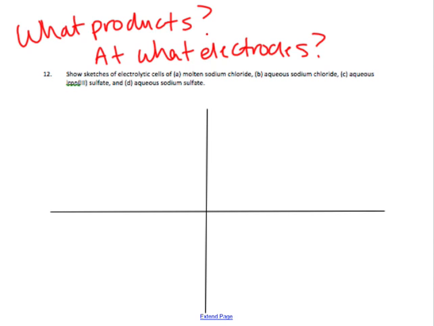So in the first sketch, and again, I need you to see the difference between what A and B is asking. In A, we're electrolyzing molten sodium chloride, and in B, we're electrolyzing aqueous sodium chloride. What is the difference between those two things? Aqueous is with water. What's molten? It's liquid. It's been melted. You've heard of molten lava, right?